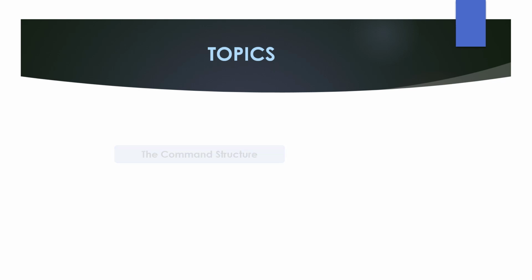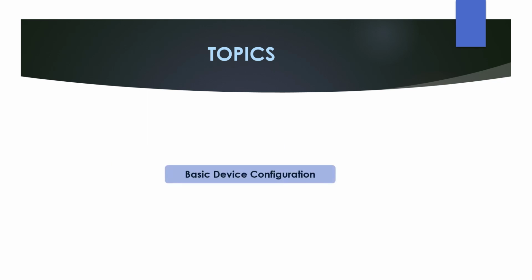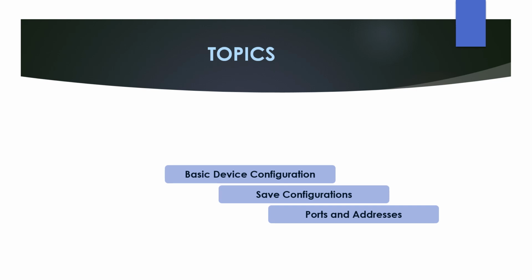And now we will configure a Cisco IOS device using the command line interface. We will use IOS commands to save the running configuration, and we will also explain how devices communicate across network media. And lastly, we'll configure a host device with an IP address.